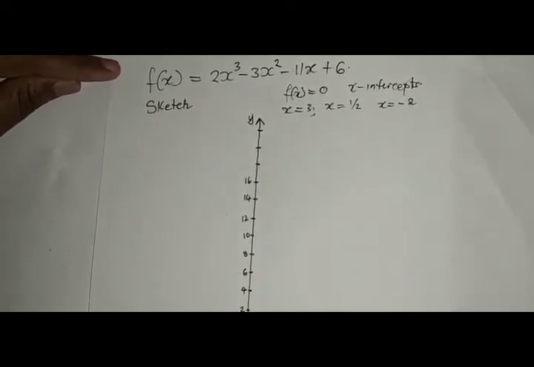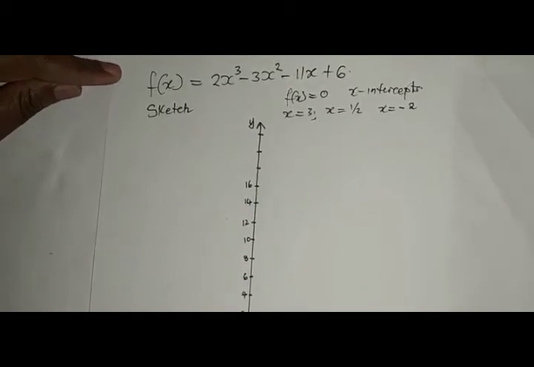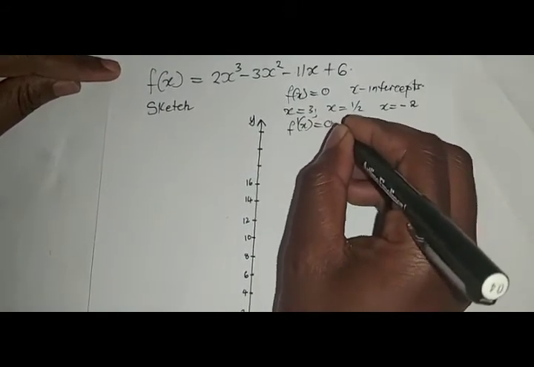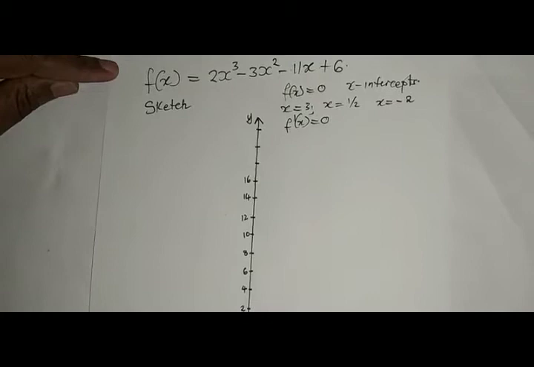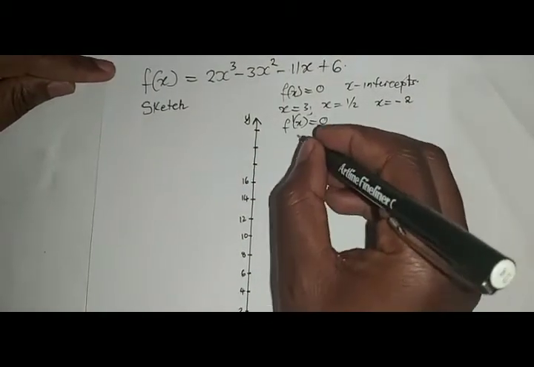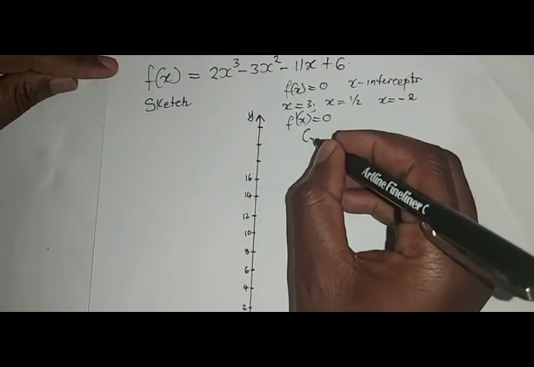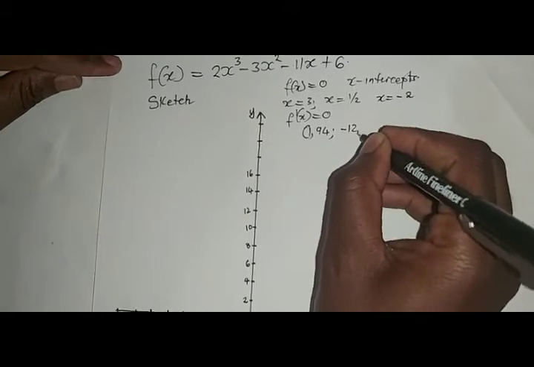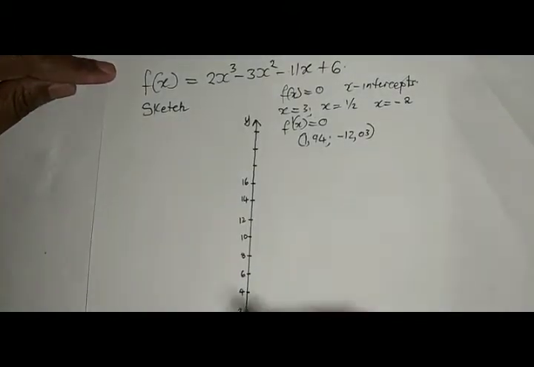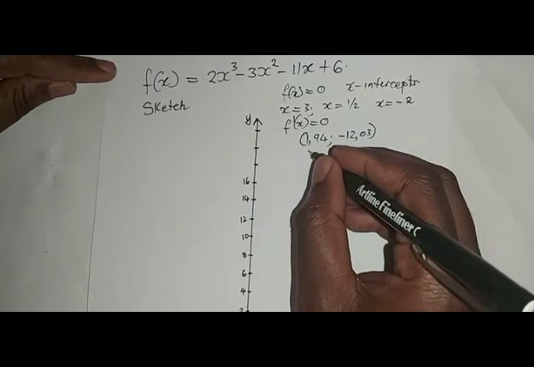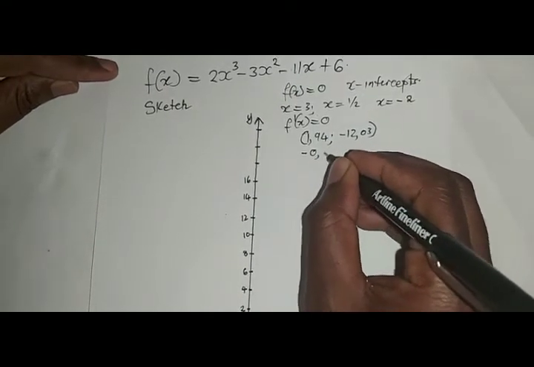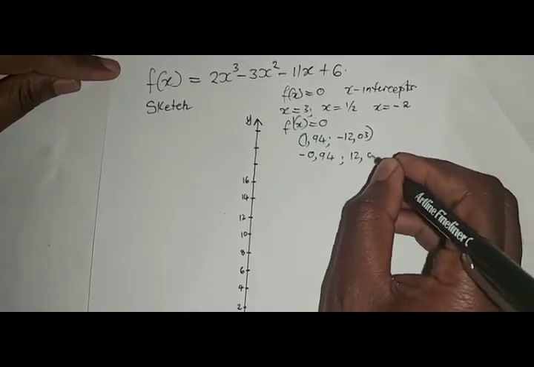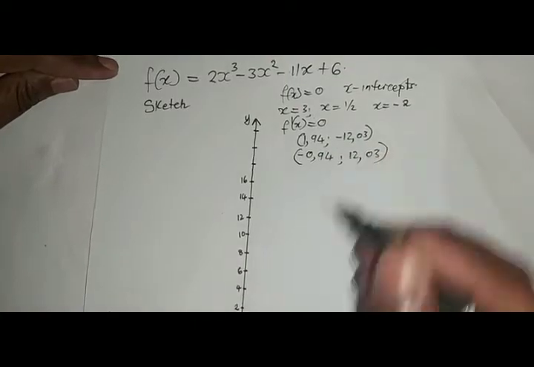From the previous lesson, we also checked how to find the turning points. We say f'(x) = 0. You differentiate once, then you equate it to 0, and we found our turning points to be 1.94 and -12.03. Then we also found the other turning point to be -0.94 and 12.03. This is the other turning point.